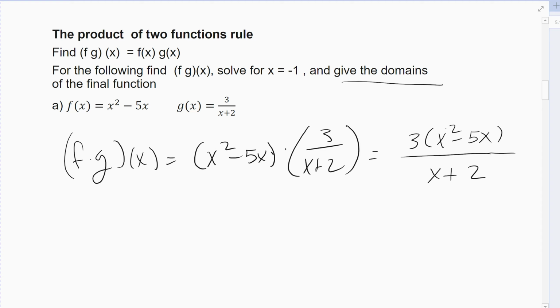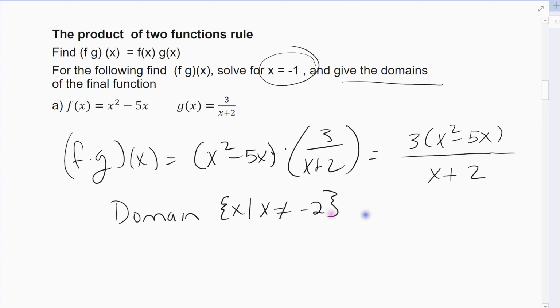I probably wouldn't. And so before I go ahead and find the value for negative 1, I'm going to go ahead and find the domain. So the domain is everything except where this division will give me out a 0. Now if I plug a negative 2 in is what I can't have. So my domain is every x such that x cannot equal negative 2. Or interval notation would be negative infinity to negative 2, break at negative 2 to positive infinity.